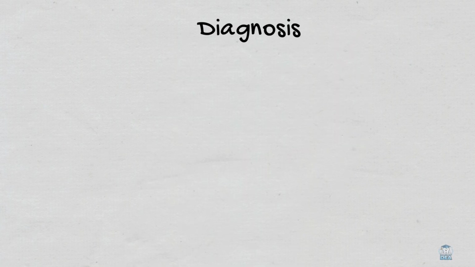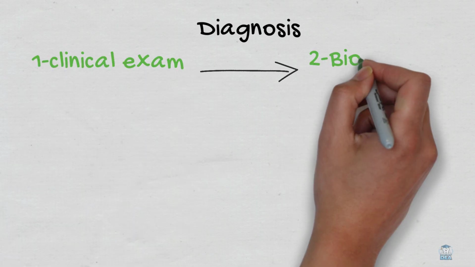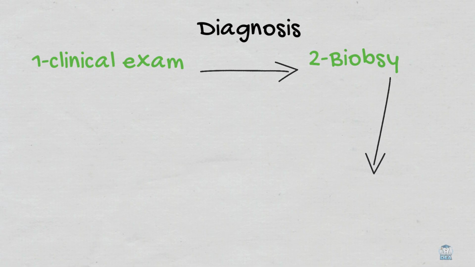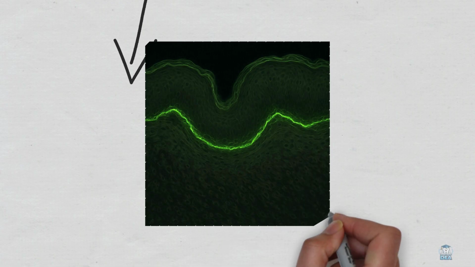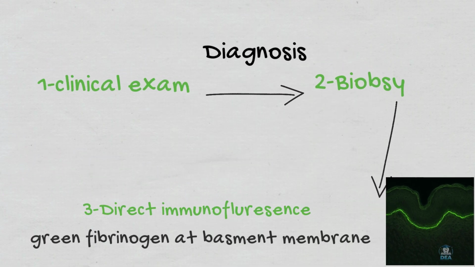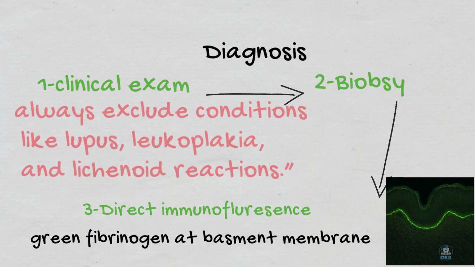Diagnosing OLP is detective work. Start with a clinical examination, then confirm with a biopsy. Direct immunofluorescence often shows a fine line of fibrinogen along the basement membrane. And don't forget to rule out similar-looking conditions like lupus, leukoplakia, and lichenoid reactions.